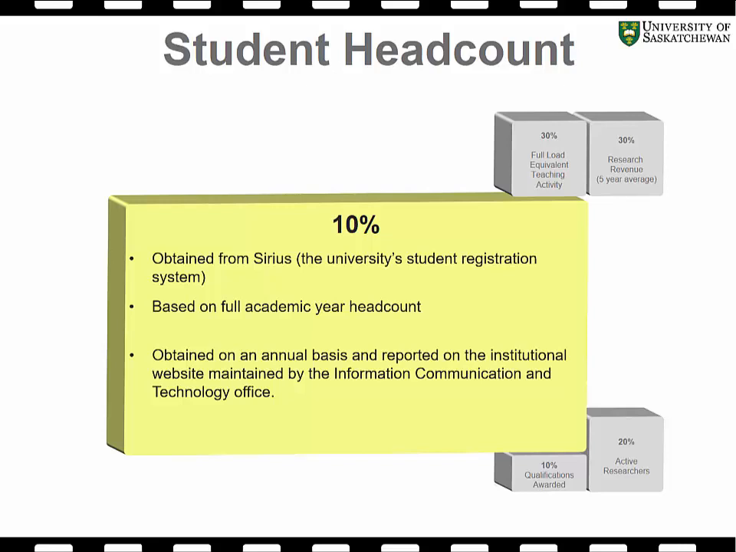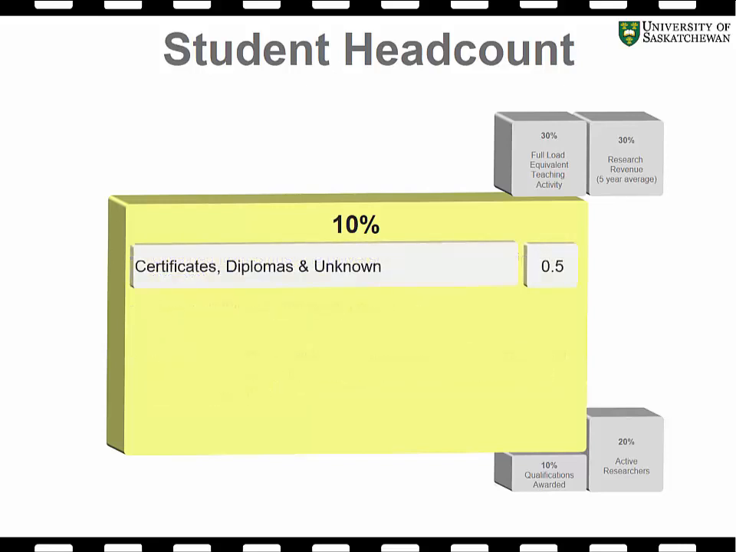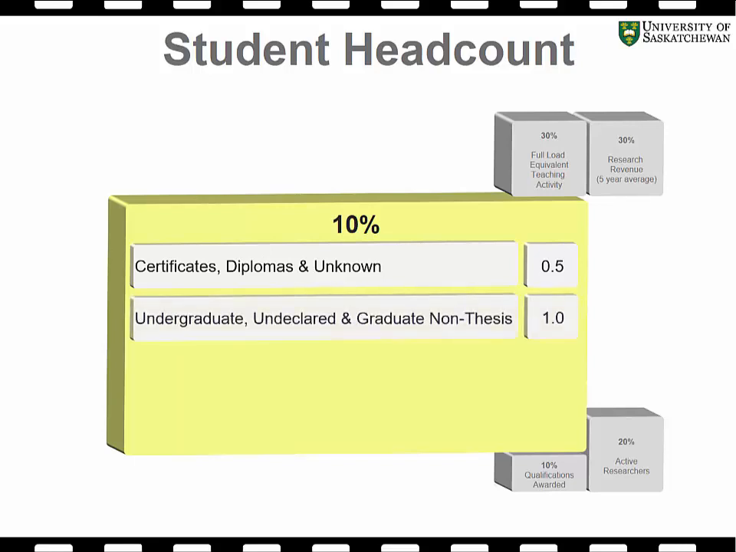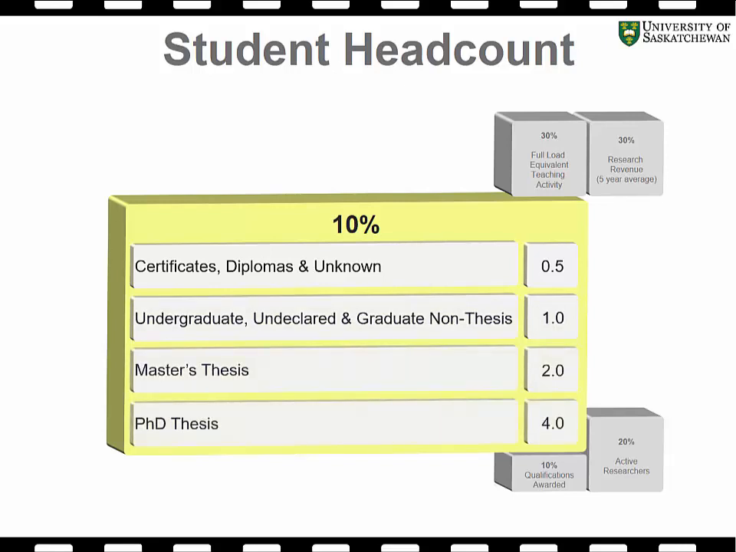Student headcount is weighted to reflect differences in the resources required to support the various student types. These weightings are as follows. Students studying toward a certificate or diploma, or those that are unknown in the system, have a weighting of 0.5. Undergraduate, undeclared, and graduate non-thesis students have a weighting of 1. Master's thesis students have a weighting of 2, and PhD students have a weighting of 4.